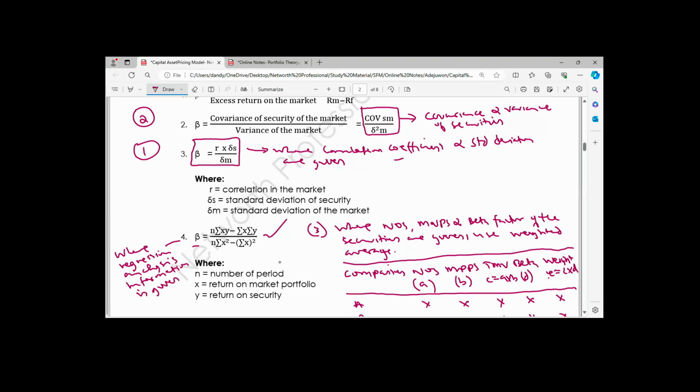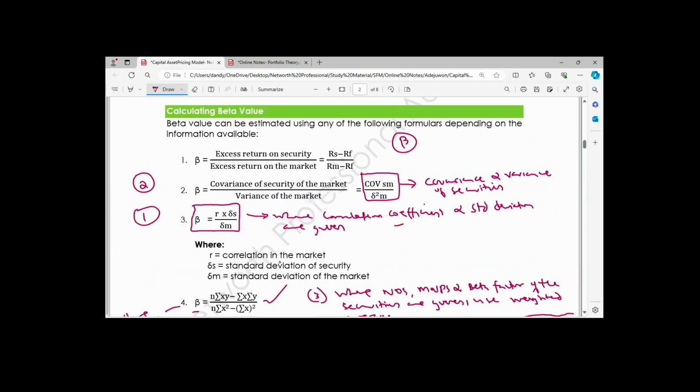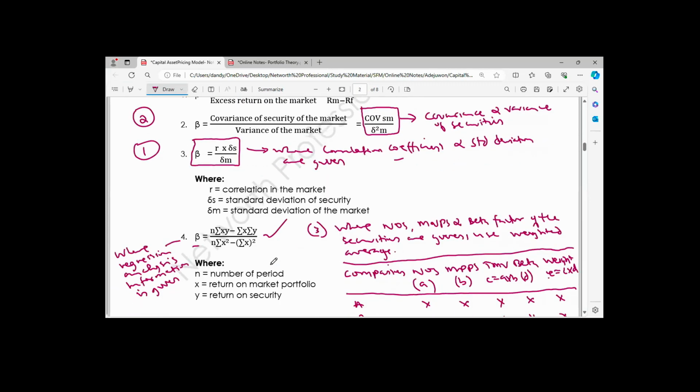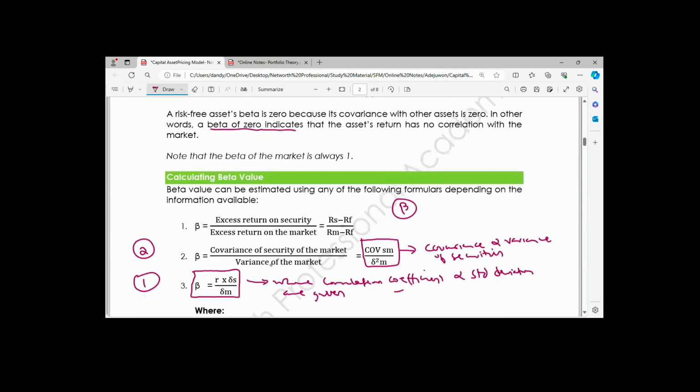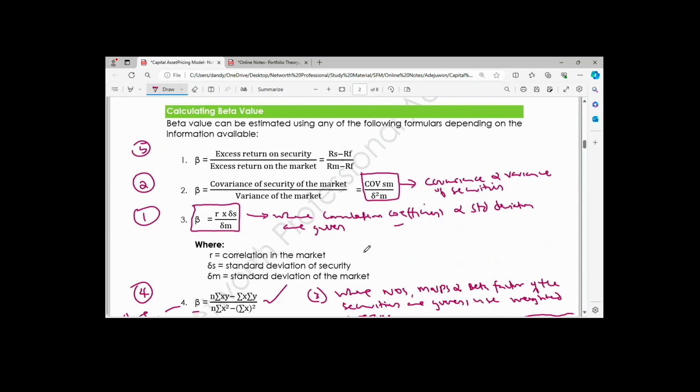So that's for that. Then the last one, of course, this is the fourth most frequent, and the last one is this one. This is the least frequent formula for calculating beta. In this case, examiner will give you excess return on security. We're also going to be given excess return on the market. The difference between expected return and the risk-free rate of return represents the excess return on security. The difference between market return and the risk-free rate of return represents your excess return on the market, which is your risk premium. So these are the formulas that you can use to estimate your beta value.